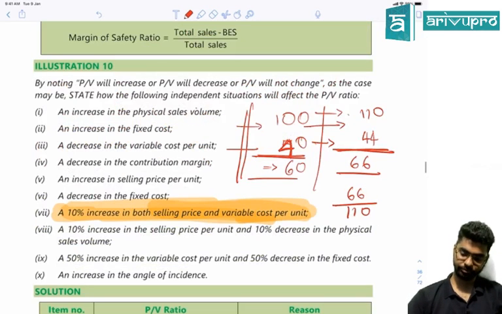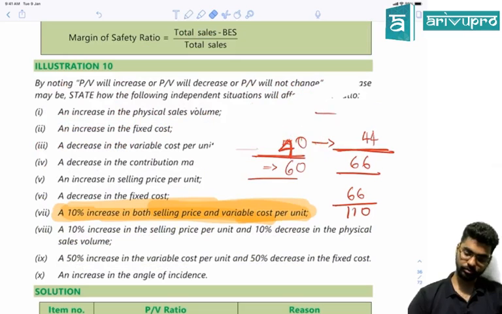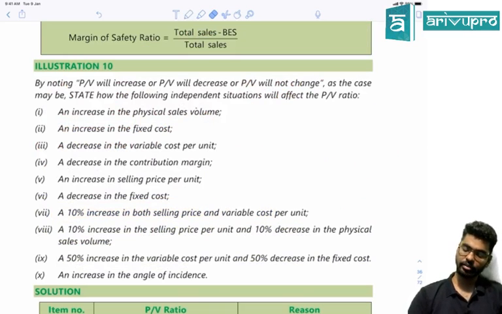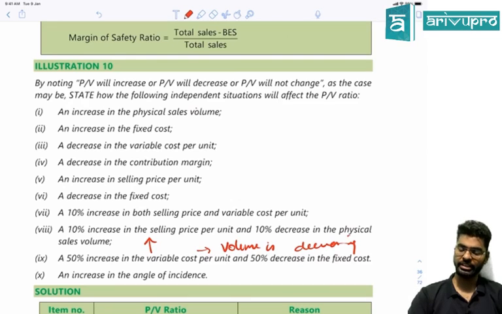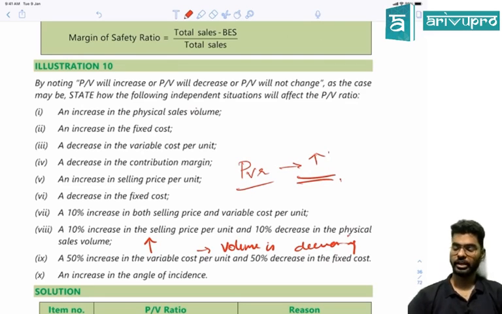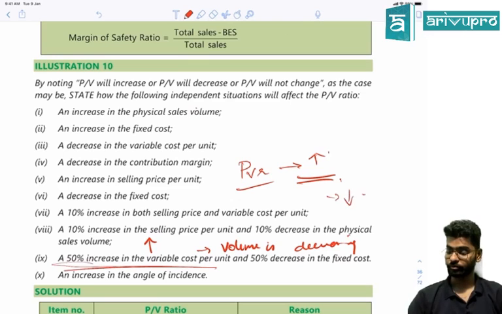Okay, now see here. Selling price is increasing whereas volume is decreasing. What will happen to the PV ratio? Correct? Because volume does not have any impact. A 50% decrease in variable cost will increase my contribution. Are you clear?